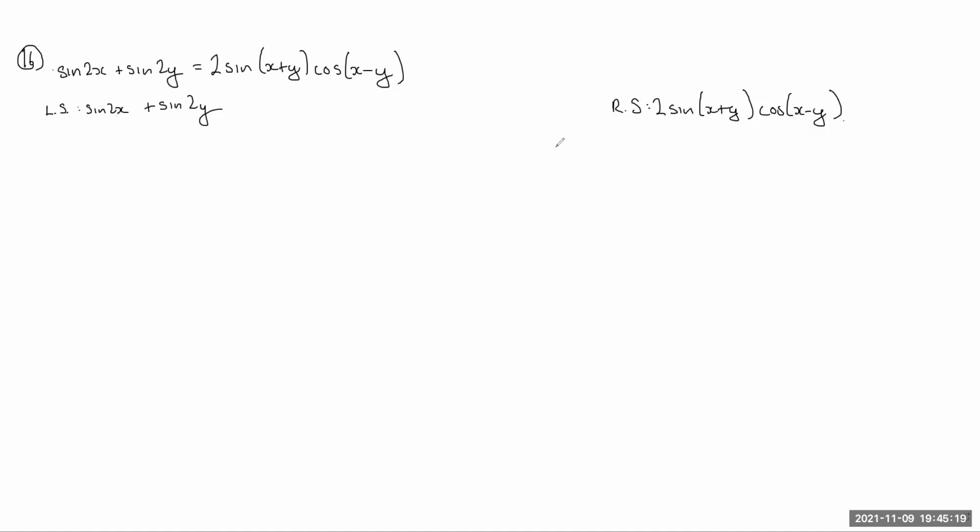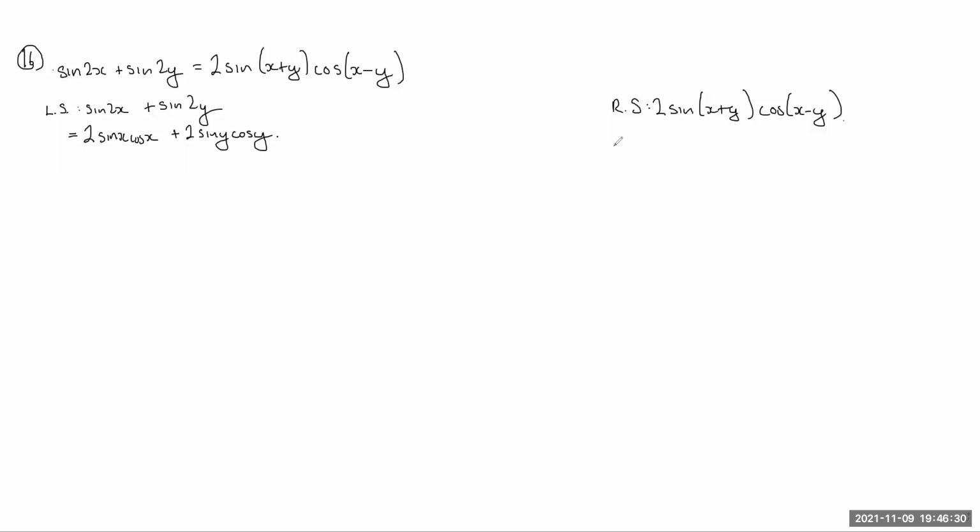I am going to start with this as the double angle formula. Okay, so sine 2x is like x plus x. So this is actually using an identity 2 sine x cos x, and this would be 2 sine y cos y. Okay, that's what the left side is. The right side, oh boy, give me a second.